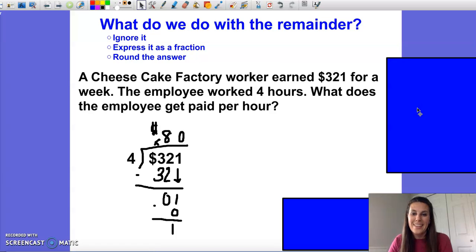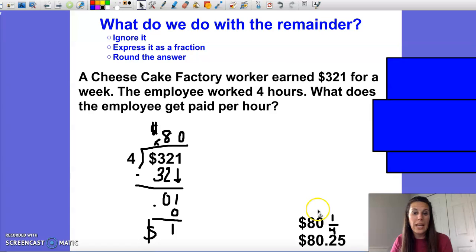All right. This is a well-paid employee. You might want to find a job there if that's what they pay. But it would be $80, but there's going to be 1 left over. And what is our unit? It's going to be $1 that's left over. So what do you do with the 1 remaining dollar? How much is this employee getting paid? Well, you could write it as a fraction, $80 and 1/4. And hopefully you know that 1/4 of a dollar, this fraction would be written as 25 hundredths. So it would be $80.25.